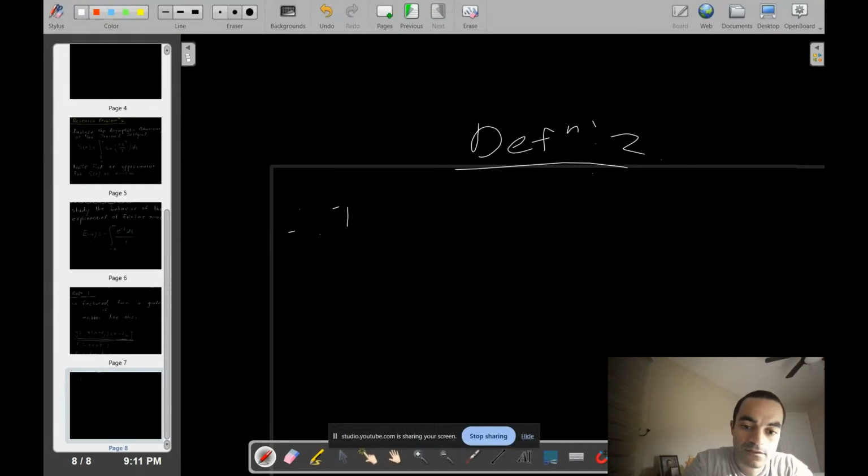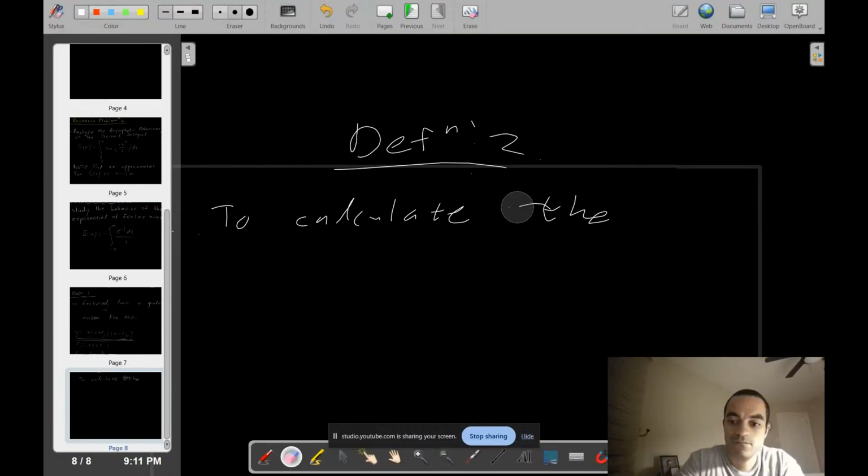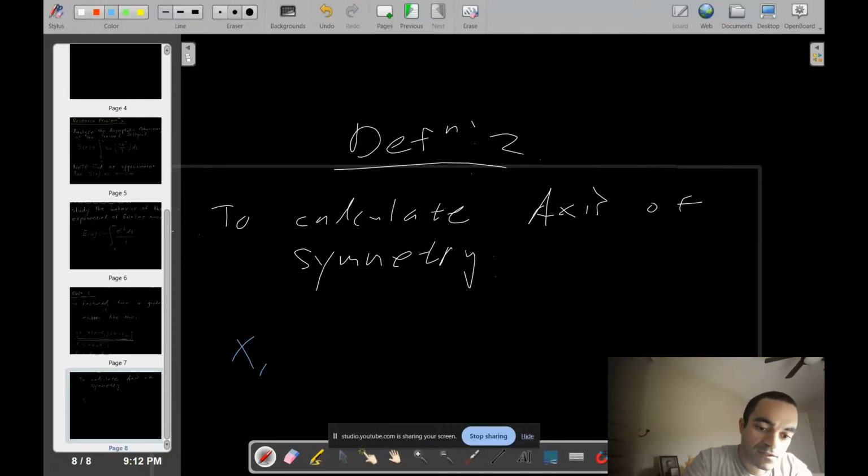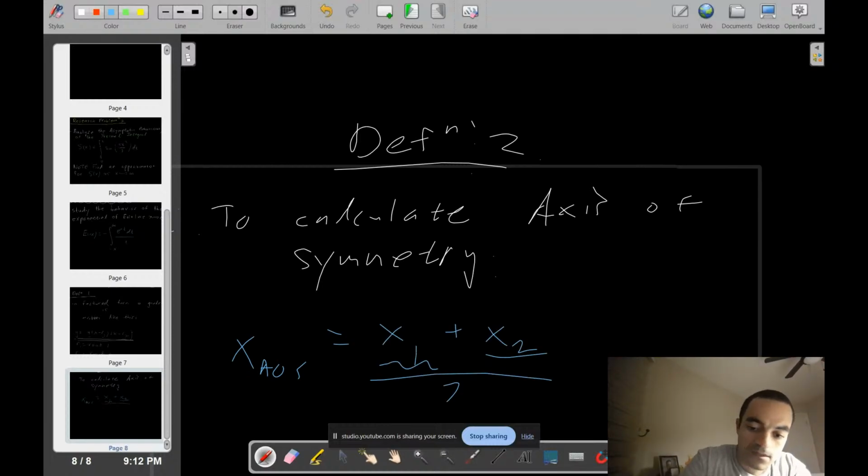So to calculate the axis of symmetry, use this equation: x axis of symmetry is equal to (x1 + x2) divided by 2, where x1 is root 1 and x2 is root 2. And why would we need this?